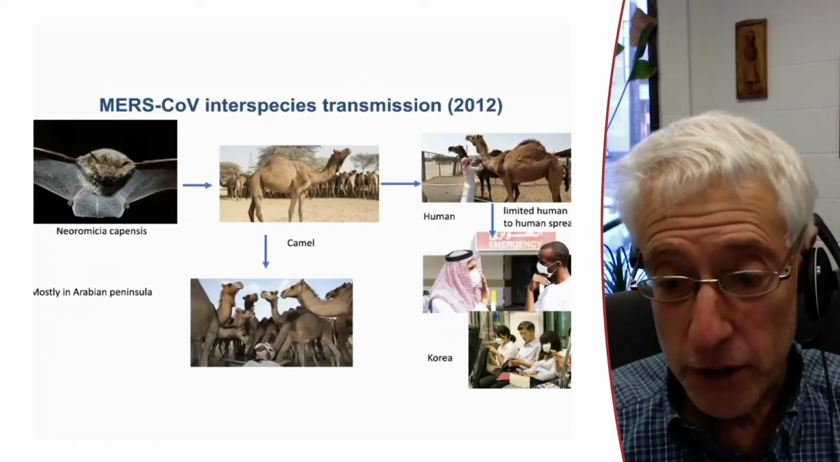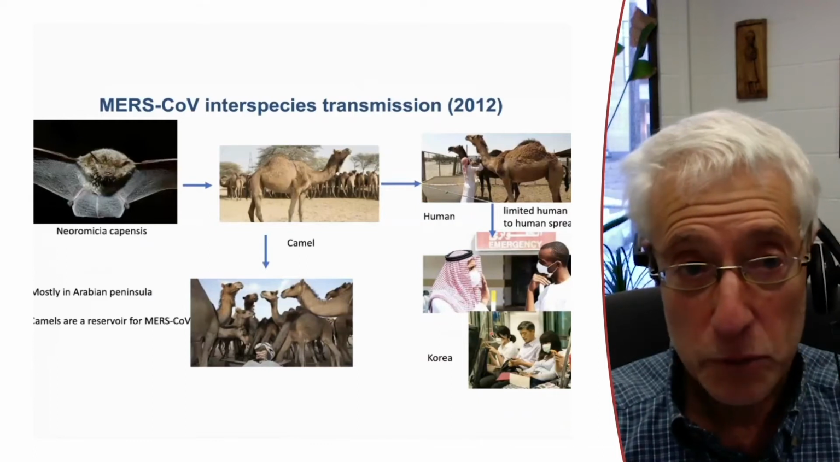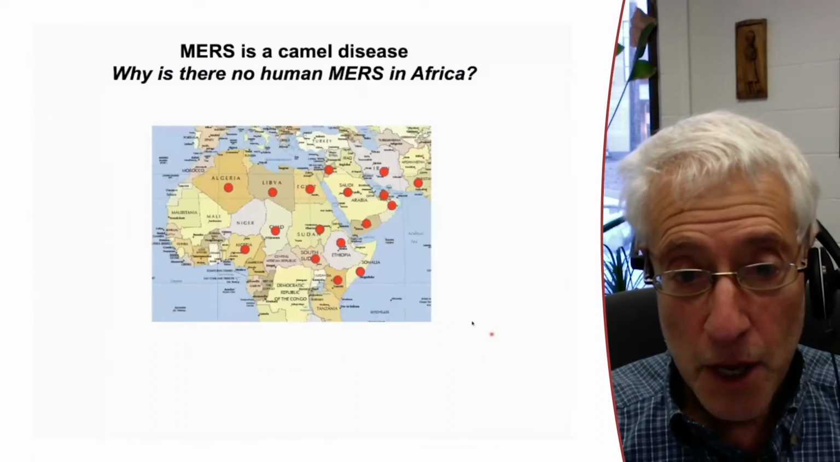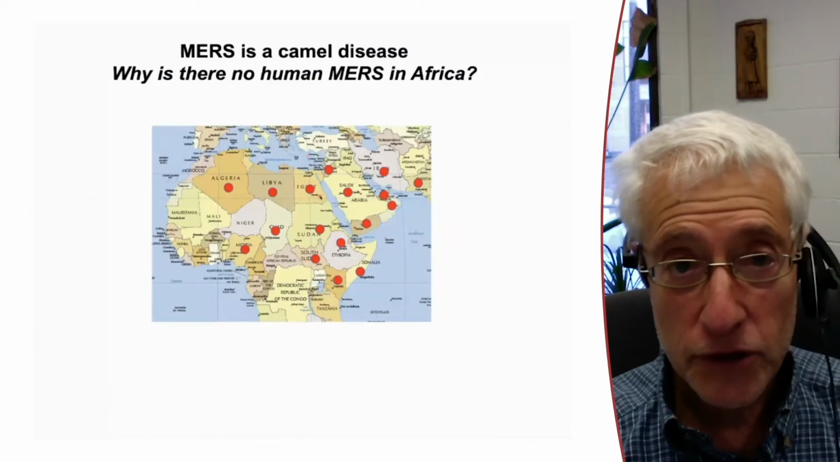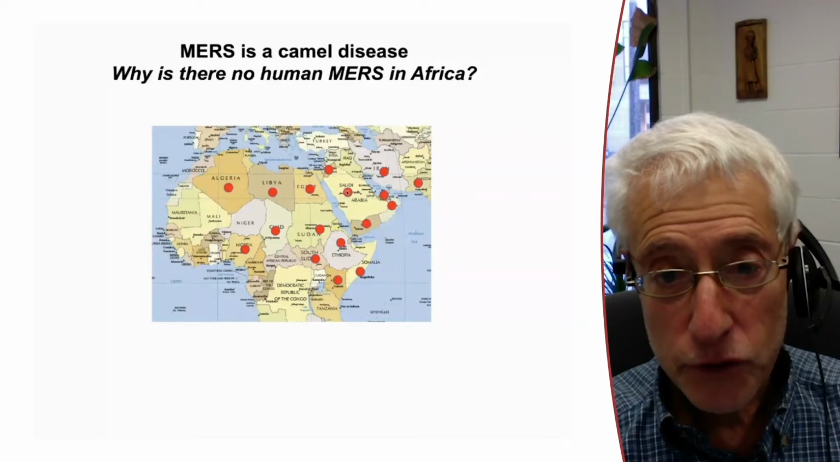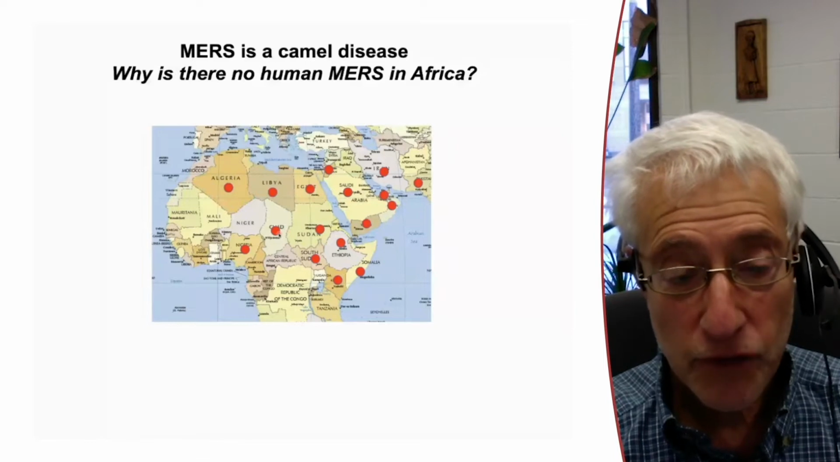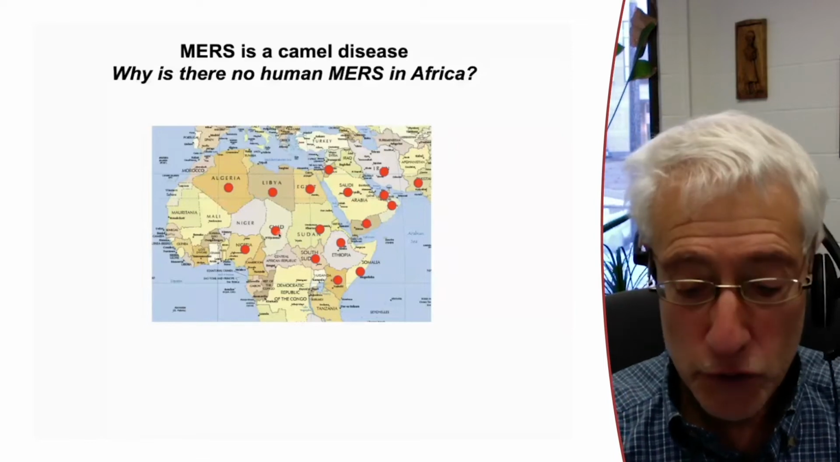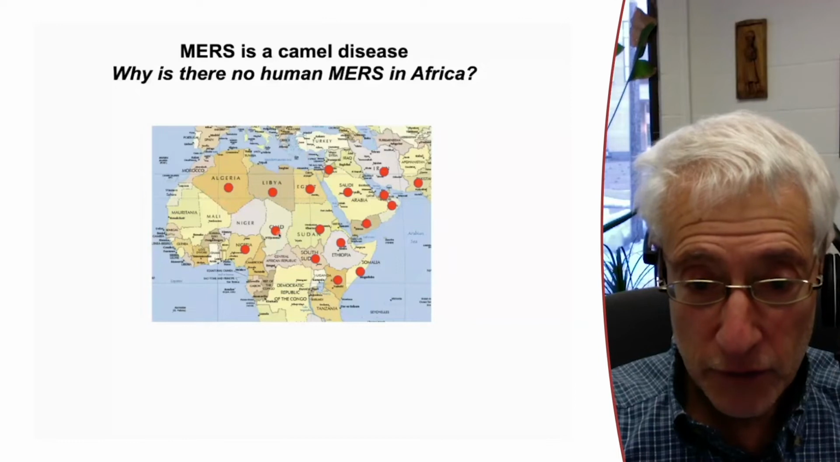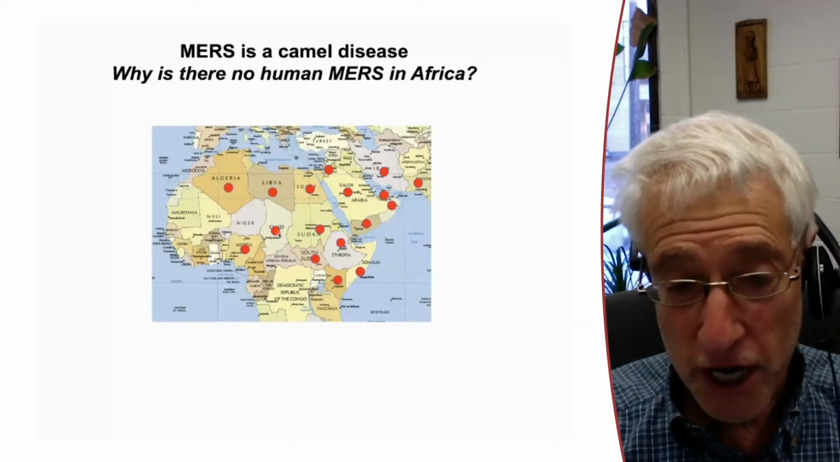Since this is an Arabian Peninsula virus, it's just not going to be found in many places. One thing that's curious about this disease is that it's found in camels throughout Africa, and these red circles don't show a minimal amount of infection. In some of these places, 70-80% of camels are infected, yet there's no human MERS in Africa. And this is an area of curiosity. We don't know if it's the virus, social conditions, or genetics of the people.